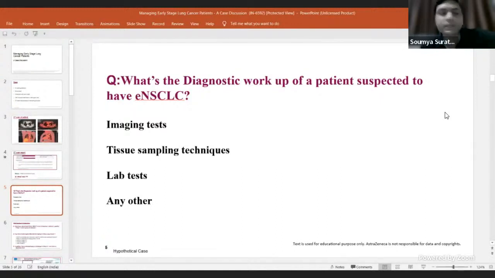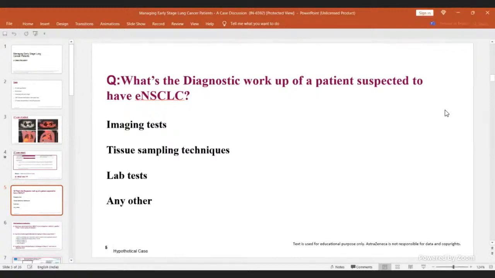So coming to imaging tests, Dr. Priya, do you do an MRI of the brain in such a case, the case that I had discussed? Do you do an MRI of the brain in every lung case, or which cases do you reserve it for? It is done routinely. Actually, we do routinely.